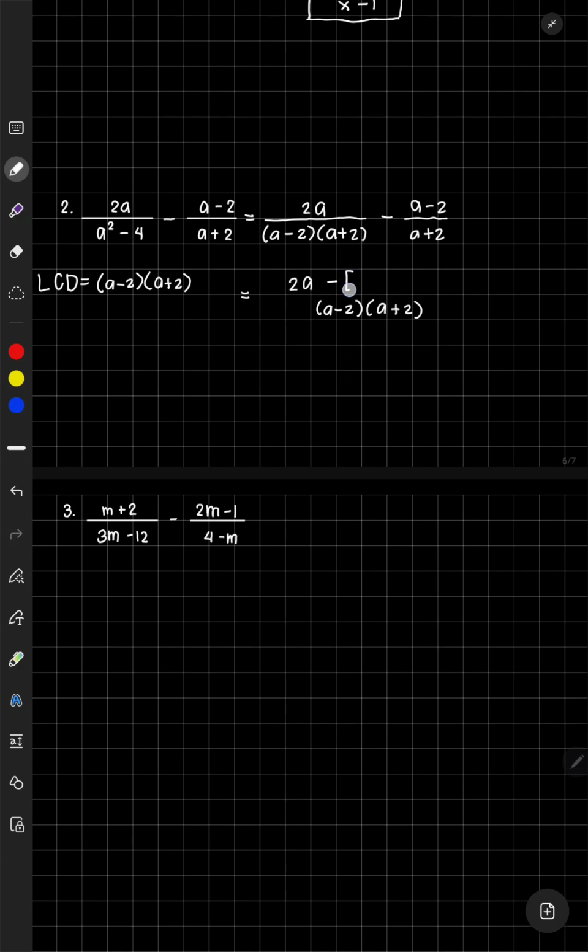So minus, so this one, a minus 2 times a plus 2 divided by a plus 2. So a plus 2 and a plus 2 would cancel out. So what's left would be a minus 2. So copy the a minus 2 here, the numerator, and the result, which if we divide the least common denominator with a plus 2, that would be a minus 2. So we also have a minus 2.